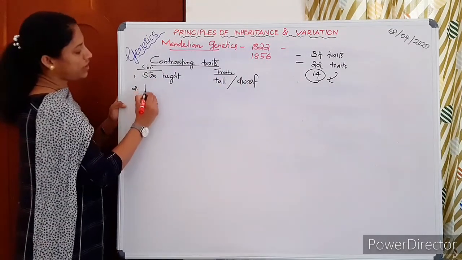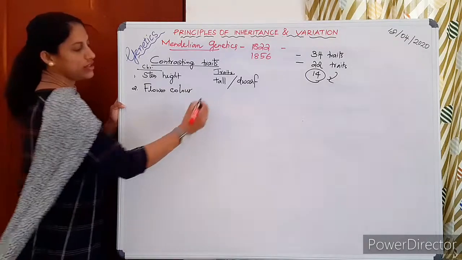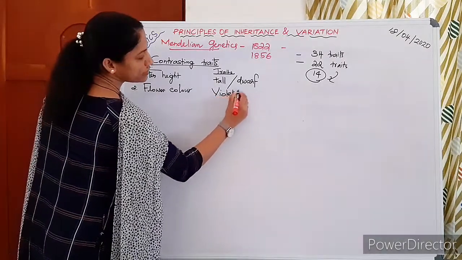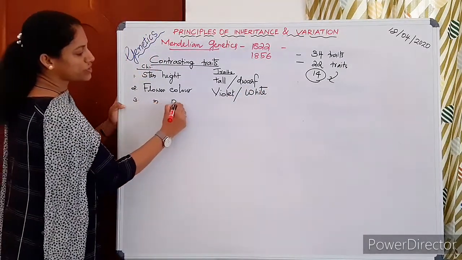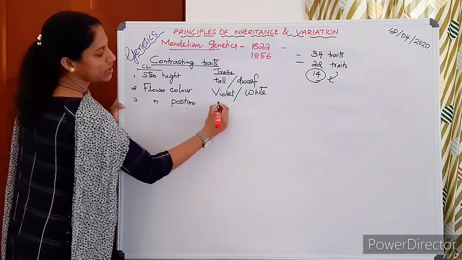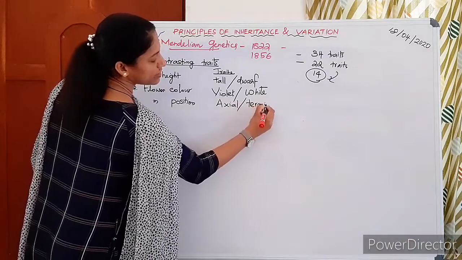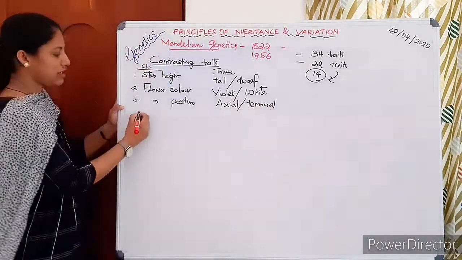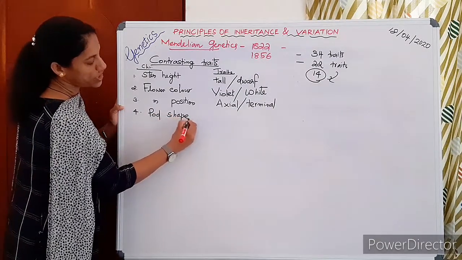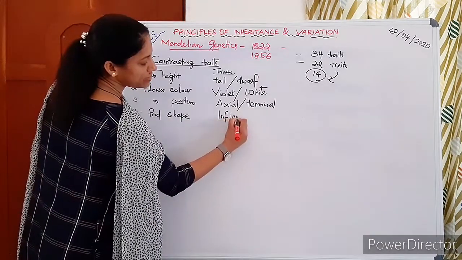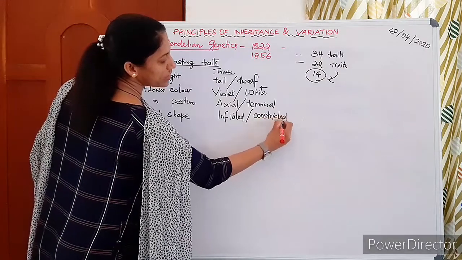The second character is flower color: violet and white. The third character is flower position: axial and terminal are the flower positions he studied. Then the fourth one, pod shape. Pod shape he noted as inflated and constricted.